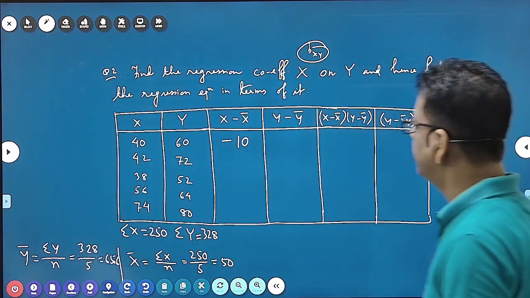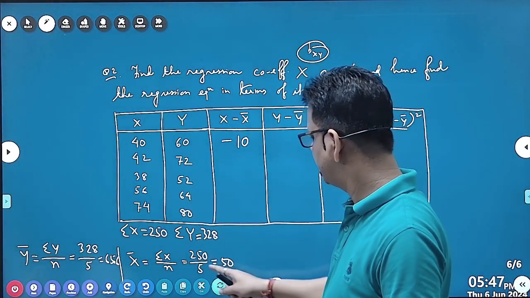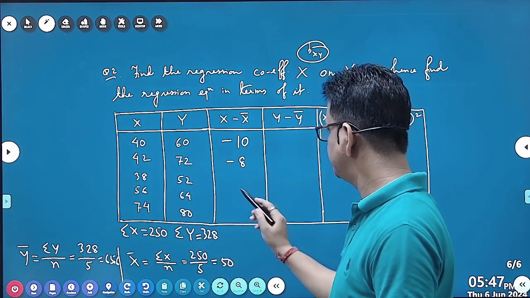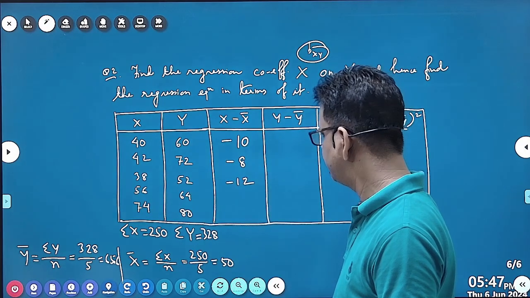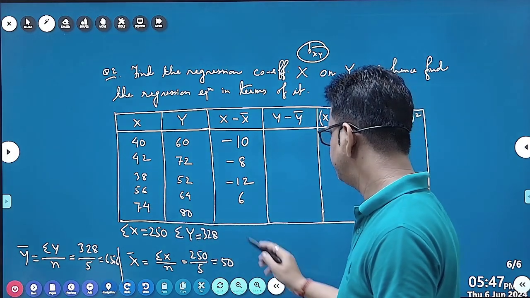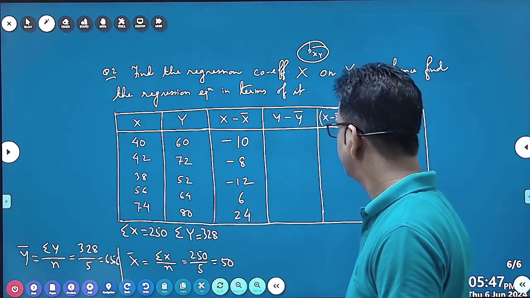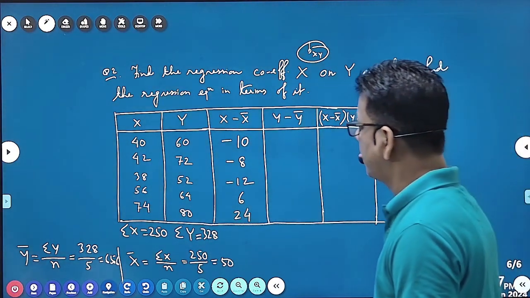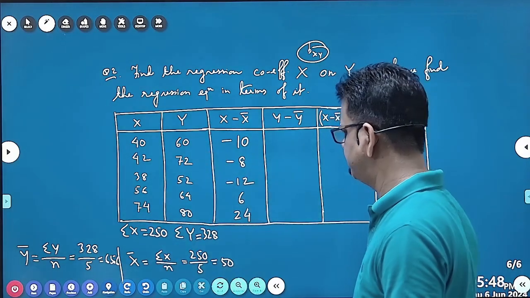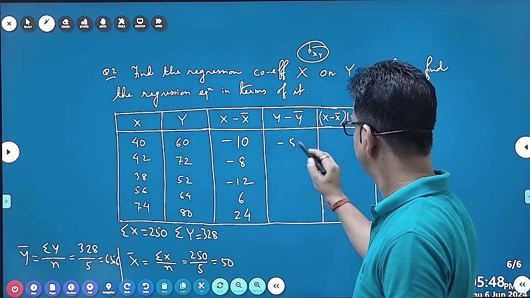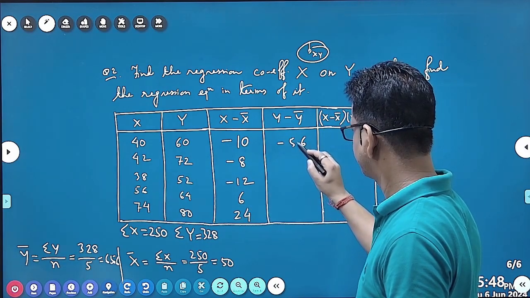Okay. Now, x minus x bar. So 42, x bar is 50, so it will be minus 8. Then 38 minus 50 will be minus 12. Correct me if I am wrong. 56 minus 50 will be 6. 74 minus 50 will be 24. Y minus y bar will come in decimal, of course. So 60 minus 65.6 is minus 5.6. Yes or no? Correct now?